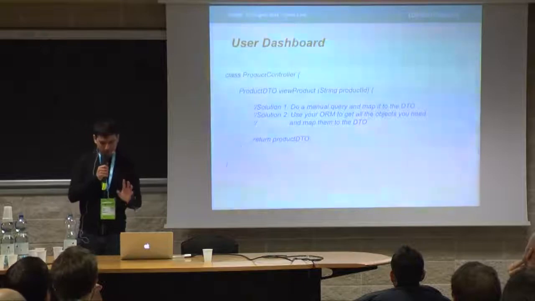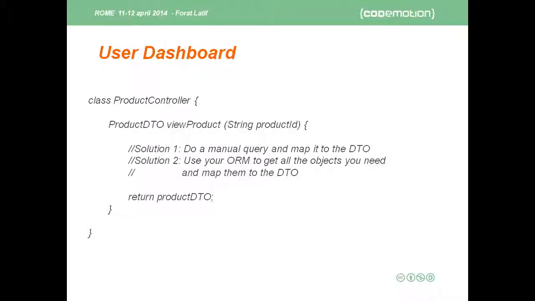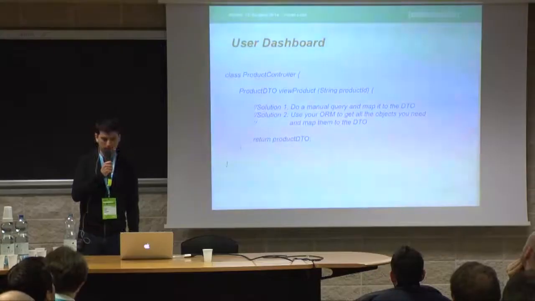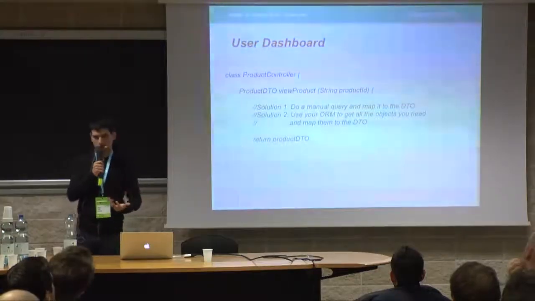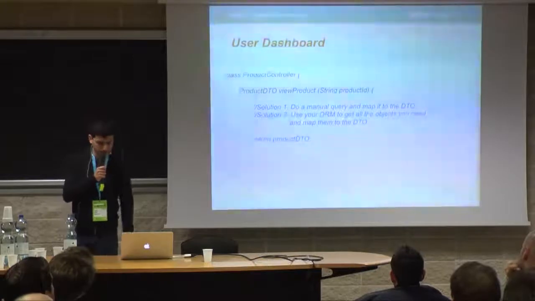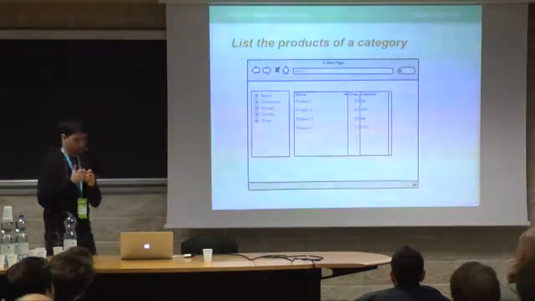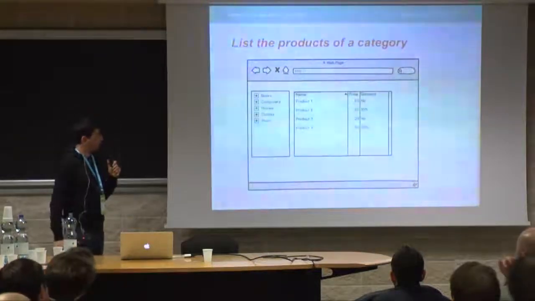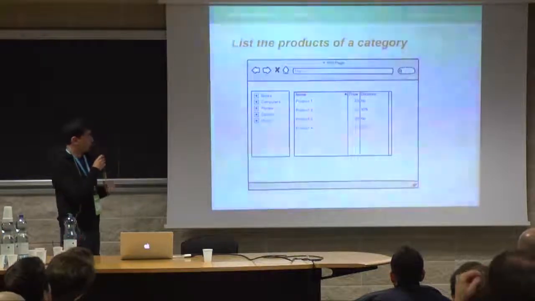But that tells you something. That tells you that the DTO doesn't match with your domain object. That means it's another model. You're generating that model at runtime, but it's still another model.